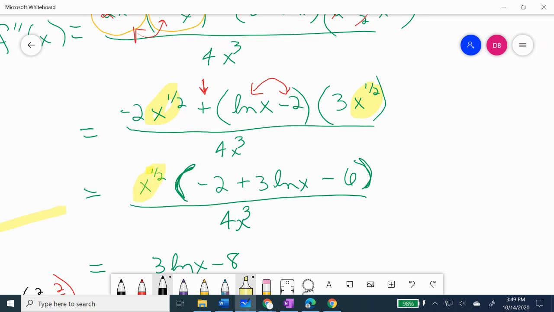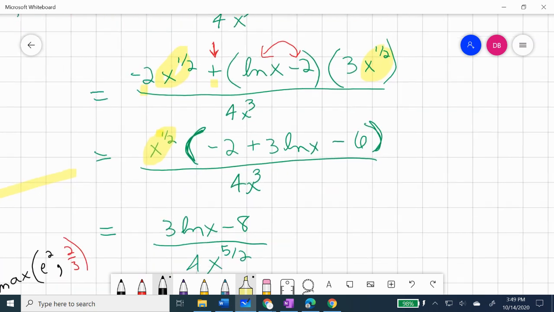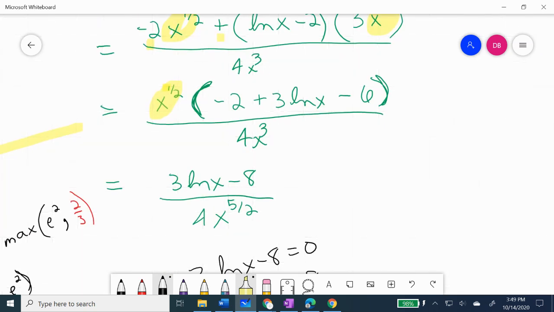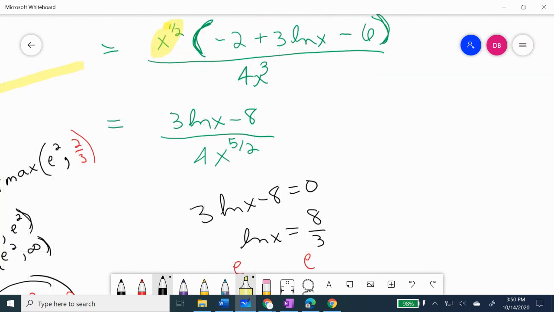So I'm going to factor that thing out, and that's going to leave me with this -2 plus, and then I'm distributing the 3 over natural log x minus 2, so I'm getting 3 natural log x minus 6. And combining a little further, I get 3 natural log x minus 8 for my numerator. And when x to the 1/2 combines in the denominator, I end up having to do 3 minus 1/2 to give me 5/2 for the exponent. And I've got my second derivative.